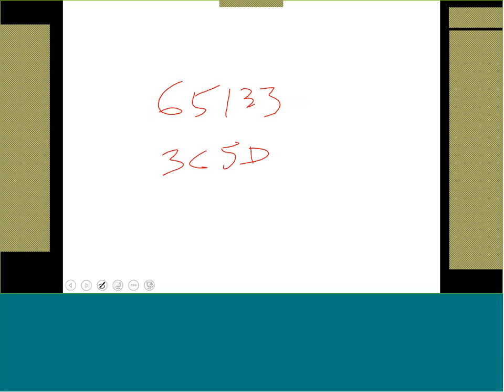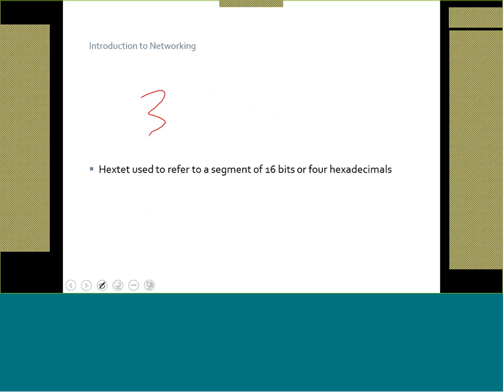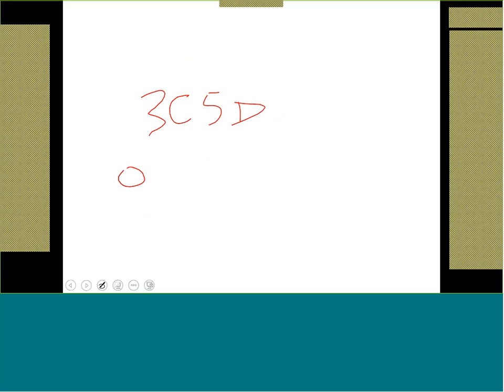Convert 3C5D to binary. 0, 0, 1, 1. What is C? 12: 1, 1, 0, 0. 5: 0, 1, 0, 1. And D? 13: 1, 1, 0, 1. See how easy it is to convert hex?